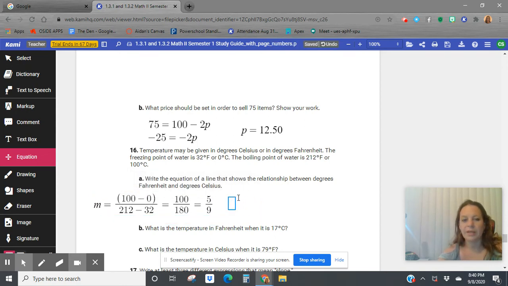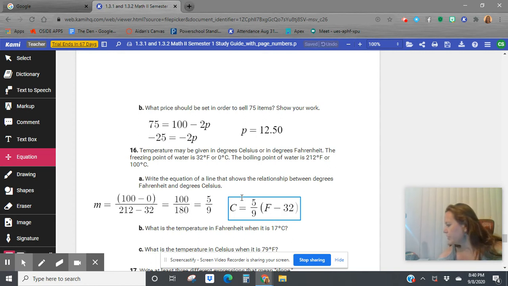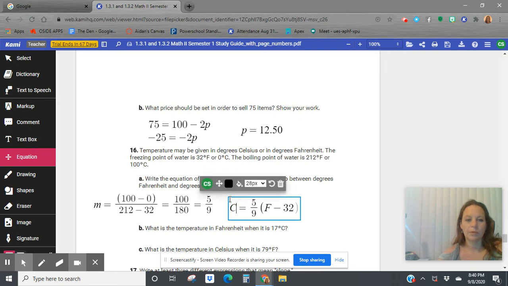So if I go to plug in, Celsius equals 5/9 times x minus x1, so we can use, and by the way, they're using Fahrenheit instead of x, minus 32 would be our formula.